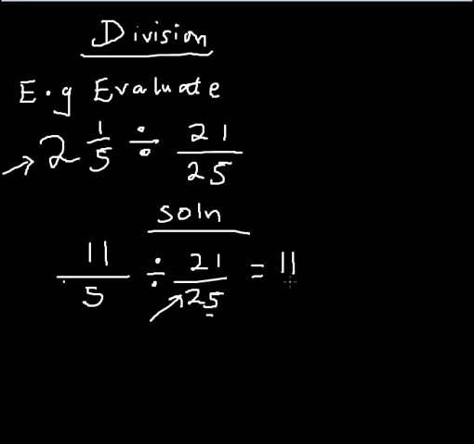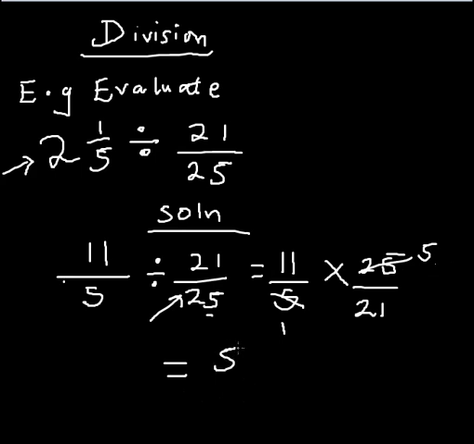Now I'm going to have 11 all over 5, then multiply by 25 comes up, then of course 21. All right, 5 divides itself 1, and divides 25 to give 5. So I end up having 11 times 5. That's going to be 55, then divided by 21. So this should give me 2 whole number.